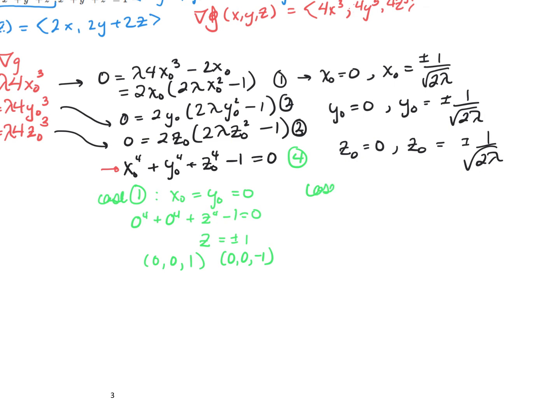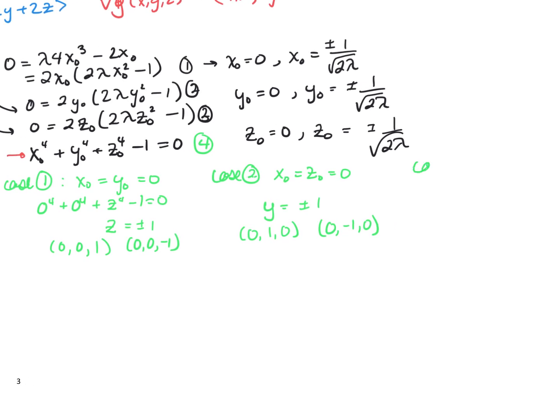Case number 2. It's going to be similar to the one I just did in terms of letting the other variables equal 0 and then one that is not. So case number 2 is when x naught is equal to z naught, which is equal to 0. That will give me y is equal to plus and minus 1. So I have 0, 1, 0, and I have 0, negative 1, and 0.